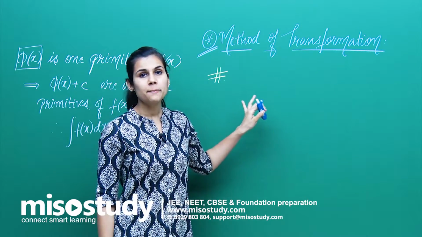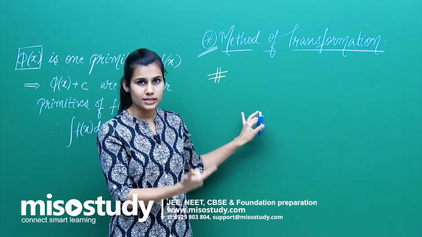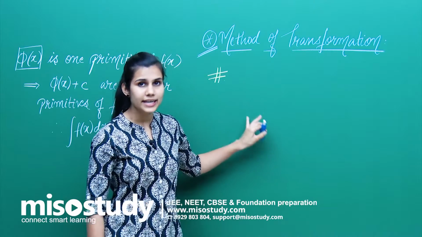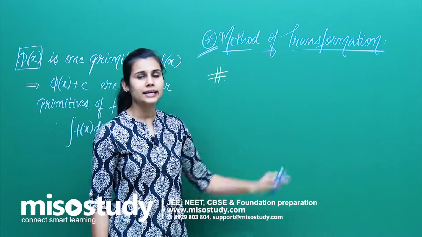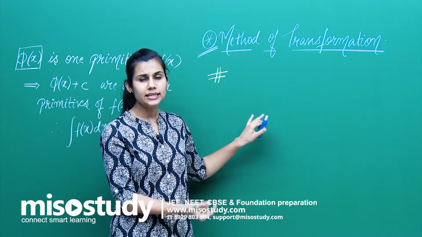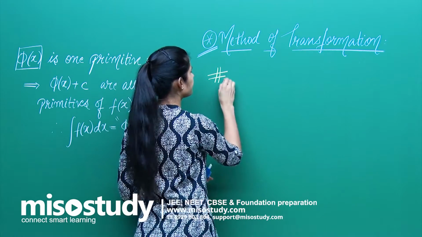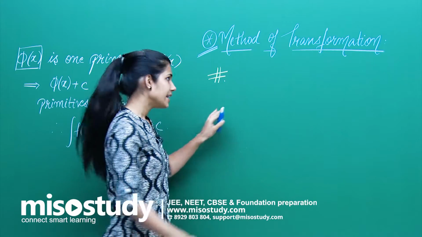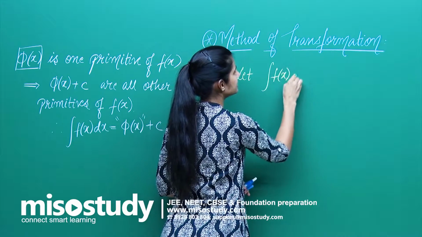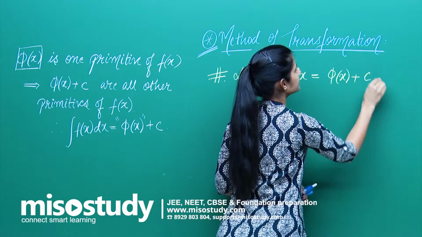This is a very basic, important property of integration which I will be doing in detail in the upcoming lectures as well. But right now, to explain the method of transformation, I just want you to keep in mind the statement of this and get ahead with understanding the method of transformation. We will be coming back to it in the upcoming lectures, and in detail we will be touching this particular statement. What does it say? It says, let integration of f x dx be equal to phi of x plus c.